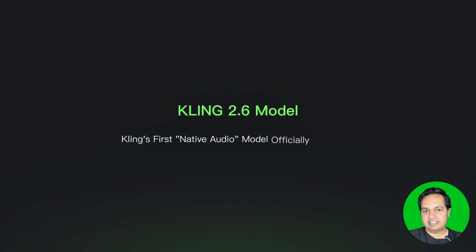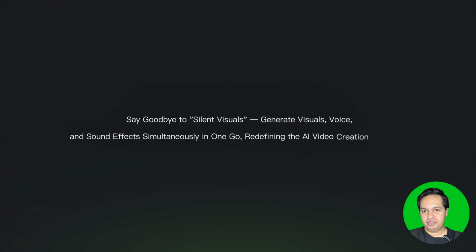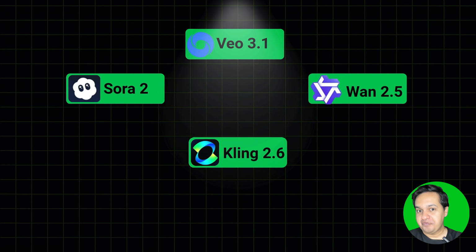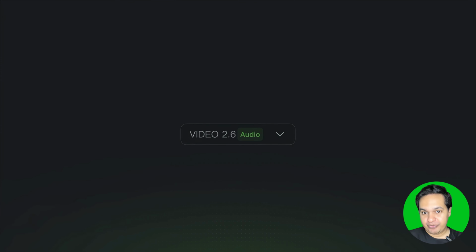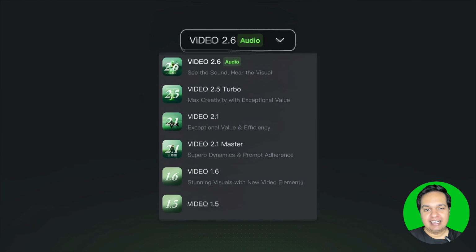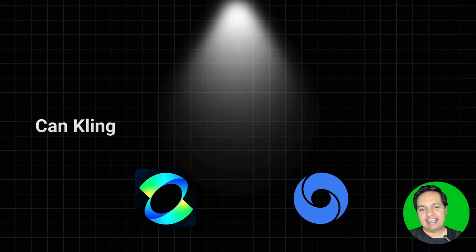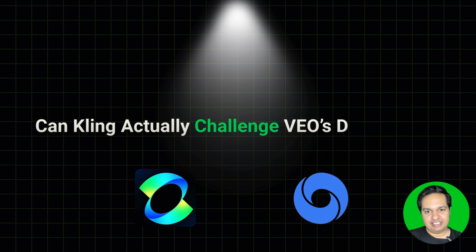Kling just launched their first native audio model, Kling 2.6, joining the likes of Veo 3.1, Sora 2, and Wan 2.5. So in this quick video, we are going to cover the basics, understand where Kling 2.6 fits in, and answer the big question: can Kling actually challenge Veo's dominance?